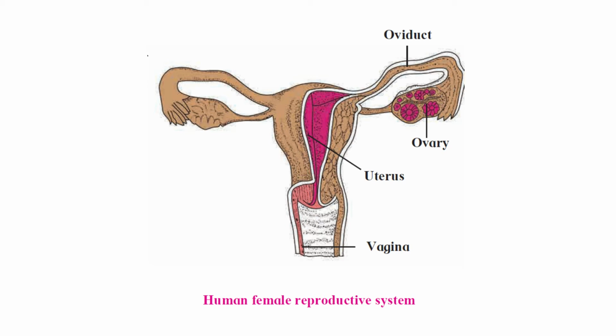Oocytes mature and are released from the ovary every month from the beginning of maturity till menopause, that is up to about 50 years. Nowadays, the beginning of maturity is at 10 to 11 years, due to many reasons like TV, computer, different media, internet, etc. Menopause means stopping of the functioning of the female reproductive system.